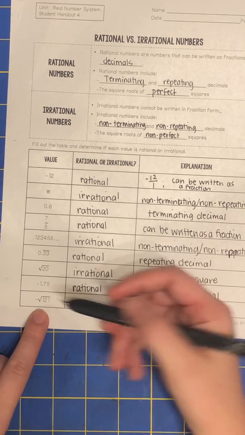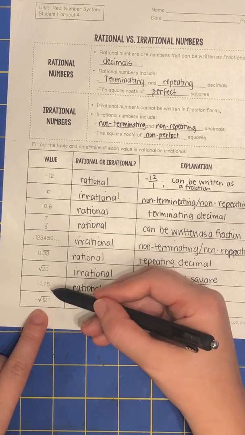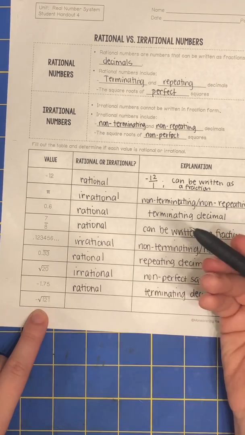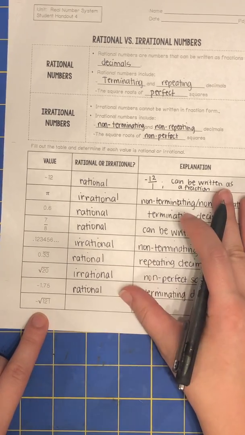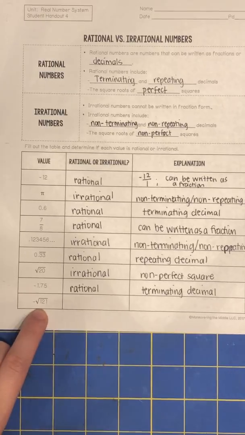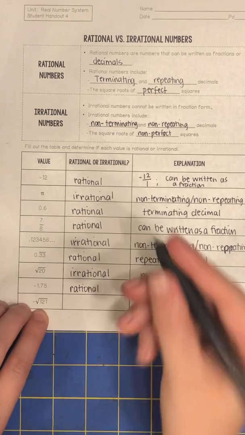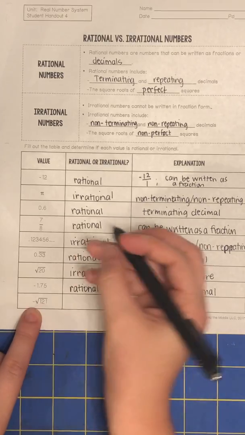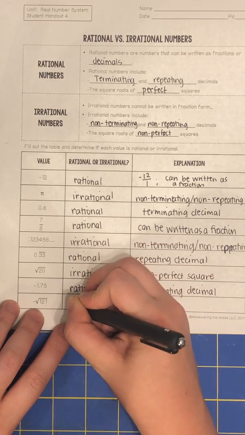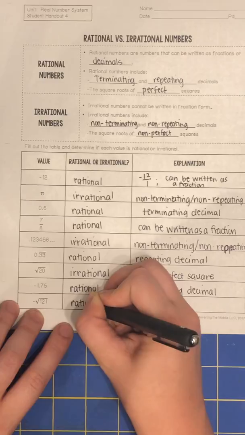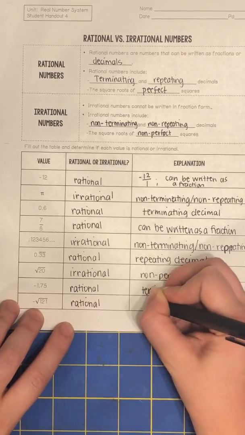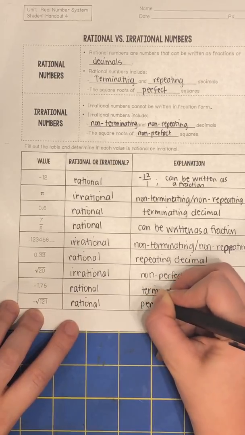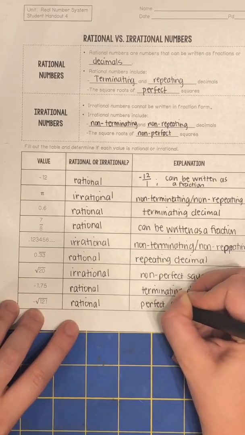Here we have a negative symbol and then the square root of 121, and I know from thinking about my perfect squares that the square root of 121 is 11, so this would be a negative 11 because we have that negative symbol here, but that's a rational number because it's a perfect square. So rational because it's a perfect square.